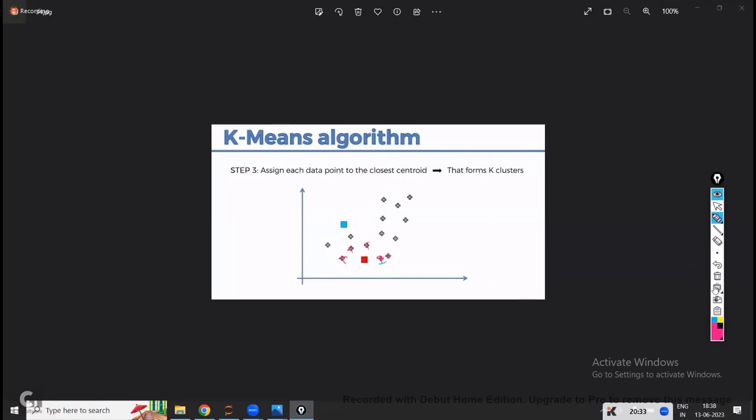Whereas this data point is close to blue. To check whether it is close or not, we use the distance formula. By applying the distance formula, you identify which are close to each other, and based on that, you assign each data point to the closest centroid. Like this, you have assigned all the data points: red data points and blue data points.